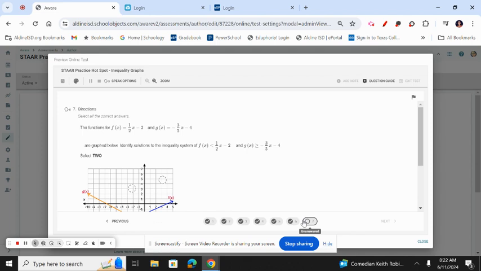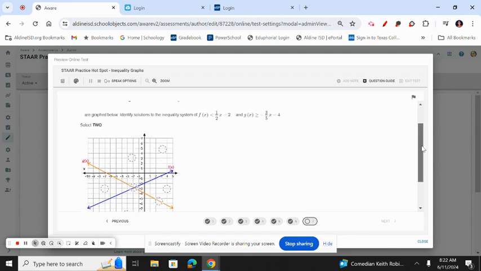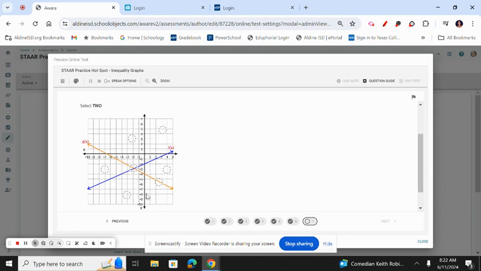Alright, let's see. Next one, last one. Shading, same thing. This is less than. F of x is supposed to be a dotted line, so that means none of the solutions can be on that line. And it needs to be less, so I'm looking at all 3 dots down here.